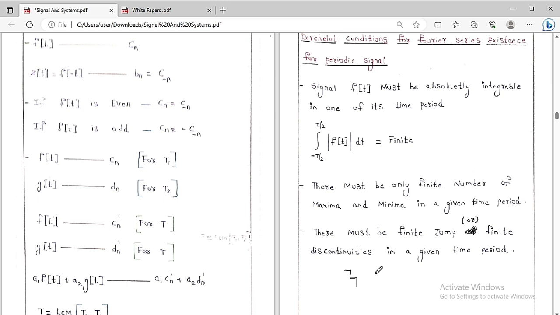So what are the three conditions? The Dirichlet conditions for the Fourier series existence for a periodic signal: the signal f of t must be absolutely integrable in one of its time period, which is the integral over t of mod of f of t dt.